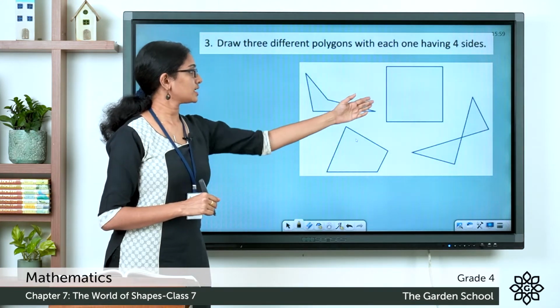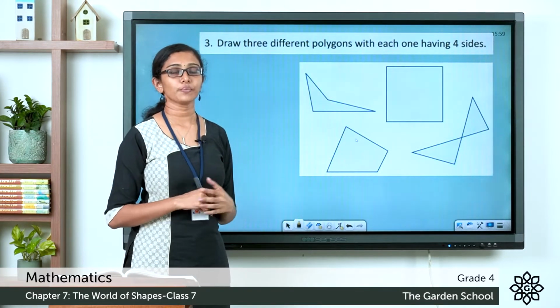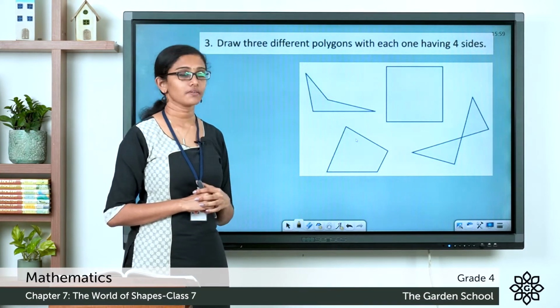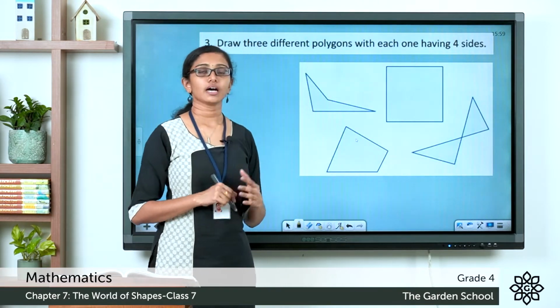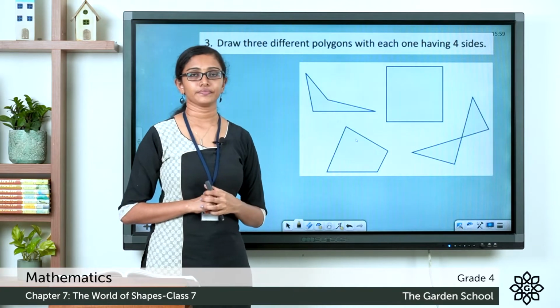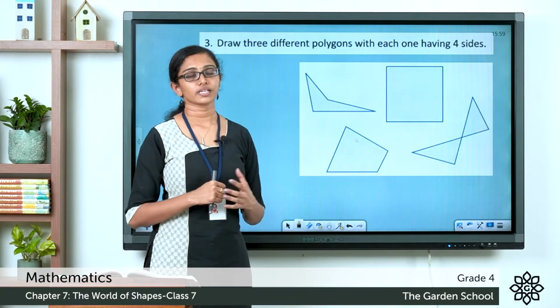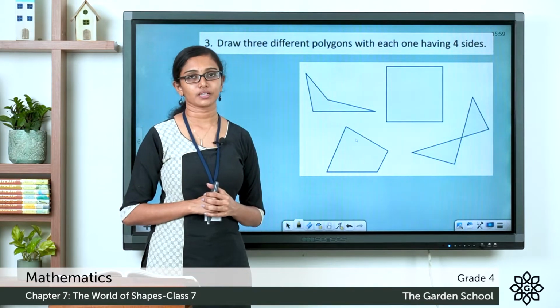These are just a few suggestions for drawing a polygon or quadrilateral with 4 sides. See, these 3, 1, 2 and 3, these 3 are simple closed polygons, whereas the last one is a complex one because the lines or the sides cross each other. So these are just some suggestions. You can draw your own 4-sided polygons in your notebook.